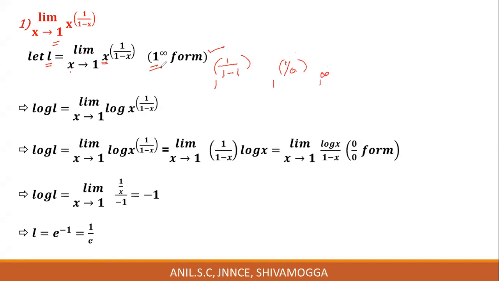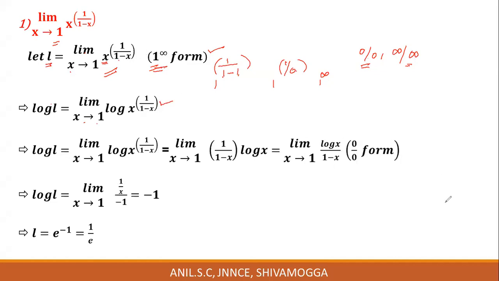But we cannot use L'Hospital's rule. L'Hospital's rule is applicable only in these two cases, 0 by 0 and infinity by infinity. In other cases, we cannot apply L'Hospital's rule. Therefore, we cannot use L'Hospital's rule here. To apply L'Hospital's rule, we must rewrite this function and change the function either to this form or this form. For that purpose, take log on both sides. Log L is equal to limit x tends to 1, log x power 1 divided by 1 minus x.